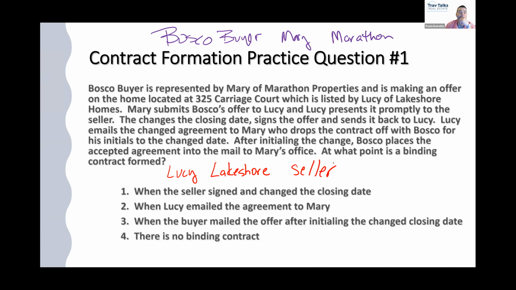Y'all ready to talk about it? All right, let's see what we got here. So it tells us here, we got Bosco Beyer represented by Mary of Marathon Properties. That's what I put across the top. I made that my buyer side. And is making an offer on the home located at 325 Carriage Court, listed by Lucy of Lakeshore Homes. I put Lucy of Lakeshore and the seller down there on the bottom.